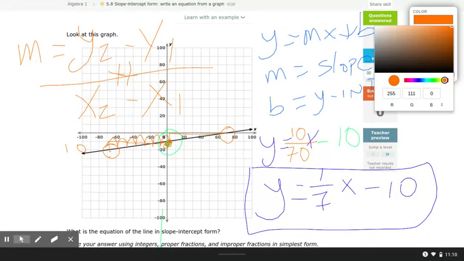To do that, you would pick your points. For example, this point would have been negative 70 comma negative 20, and my y-intercept would have been 0 comma negative 10. You would have labeled those, put them in the formula, and that would have given your slope as well. All right, so hope that helps.